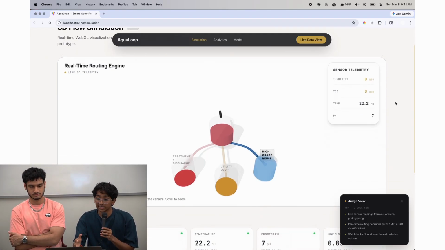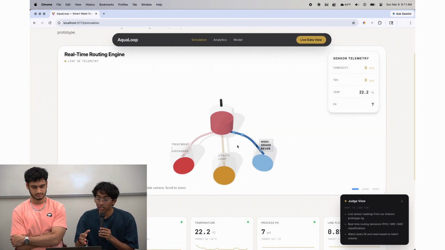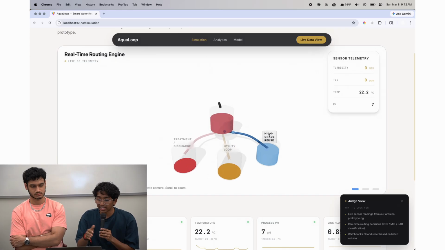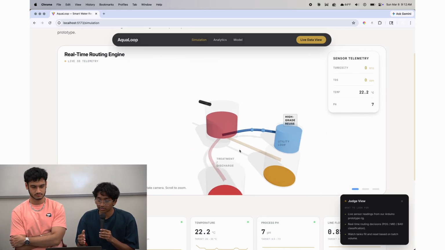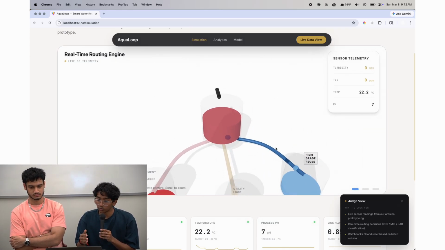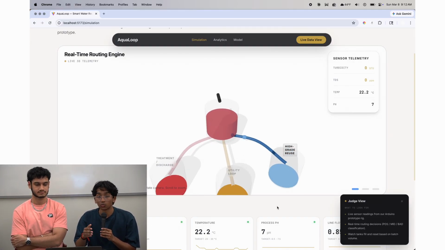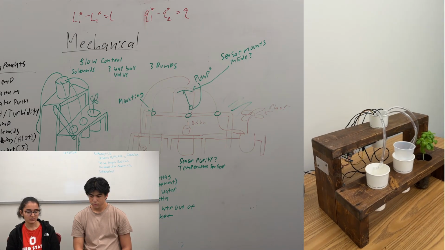This is our simulated sensing tank. It uses real-time data to visualize what is actually happening right here on this table. Used water flows through the sensing tank and gets routed into one of 3 destination tanks: high-grade reuse, utility loop, or treatment. As the readings come in, the water level from the sensing tank moves and one of these 3 pipes lights up and shows a real animated flow. Now here's the physical version on the table.